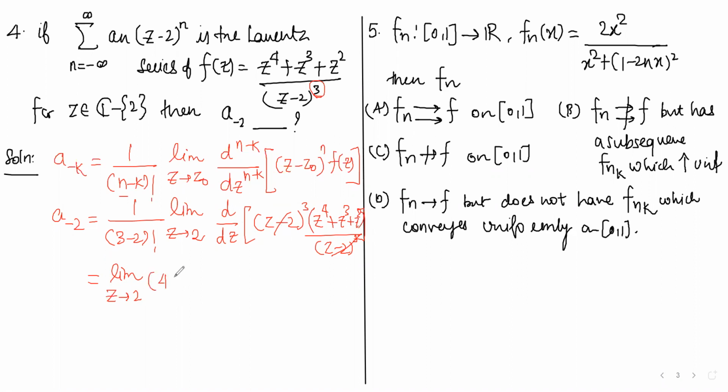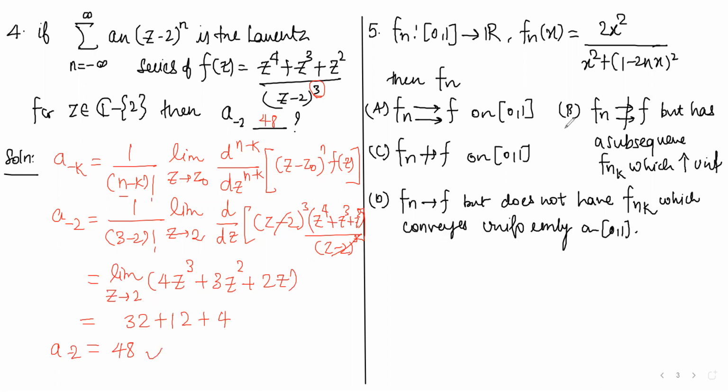So that gives me 4 z cube plus 3 z square plus 2 z. And all I need to substitute is just 2. And that gives me 4 into 2 cube, that makes it 32. And 2 square into 3 will make it 12. And 2 into 2 will make it 4. And this addition total takes it to 48. So the answer is 48.